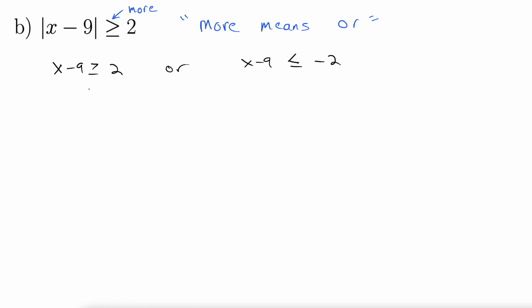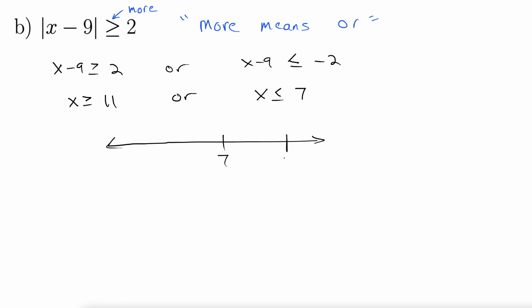Now we solve both of these. Here I'm going to add 9 to both sides to give us x greater than or equal to 11, or, adding 9 to both sides, x less than or equal to 7. There we have it. We are ready to complete our answer. Let's do graph notation first. These ors are almost always going to be identical to what I'm about to graph. It starts at 7 down here and 11 up here.